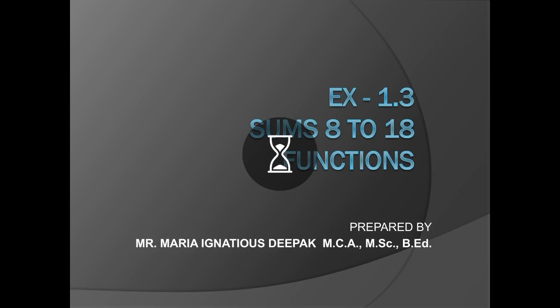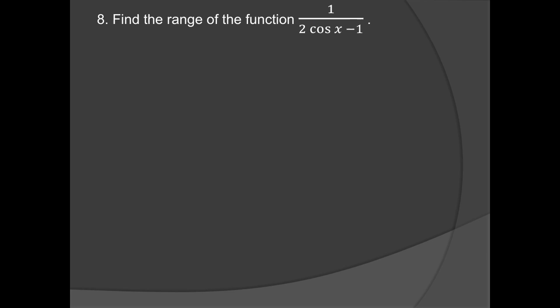Exercise 1.3, sums 8 to 18. Now find the range of the function 1 by 2 cos x minus 1. Range means you have to find the values of y, that means what values this function gives. So that's what we are going to do.